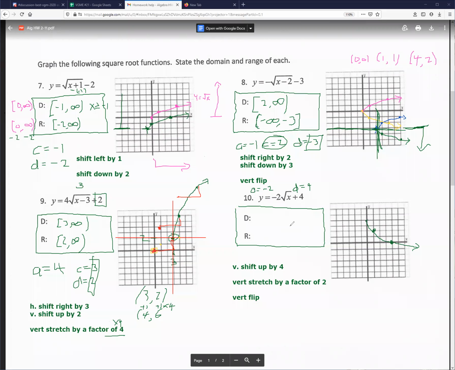And so our domain is everything above 0, because we didn't do anything weird with that. And our range is everything below 4.